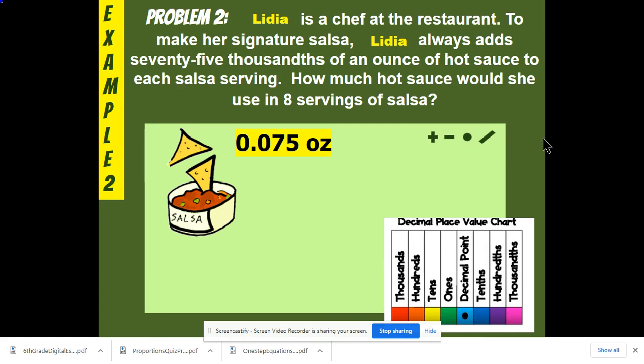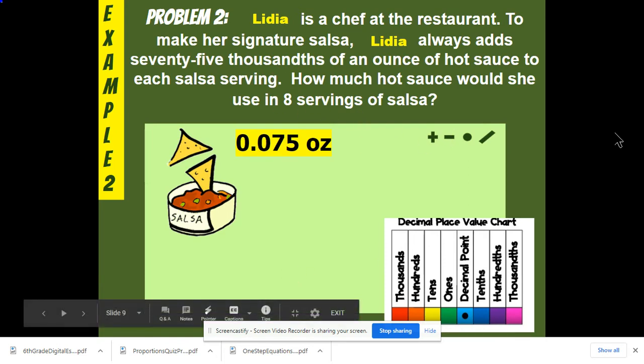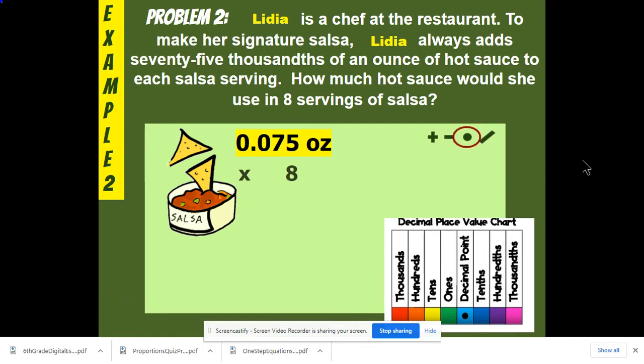Okay, so she puts this much hot sauce into each serving. So we want to know how many for 8. We could add this 8 times, or we could shortcut by multiplying. And I would choose multiply. Multiplying decimals, we forget about the decimal point. I'm going to forget about the zeros too for right now. I'll worry about that at the end. So what is 75 times 8?